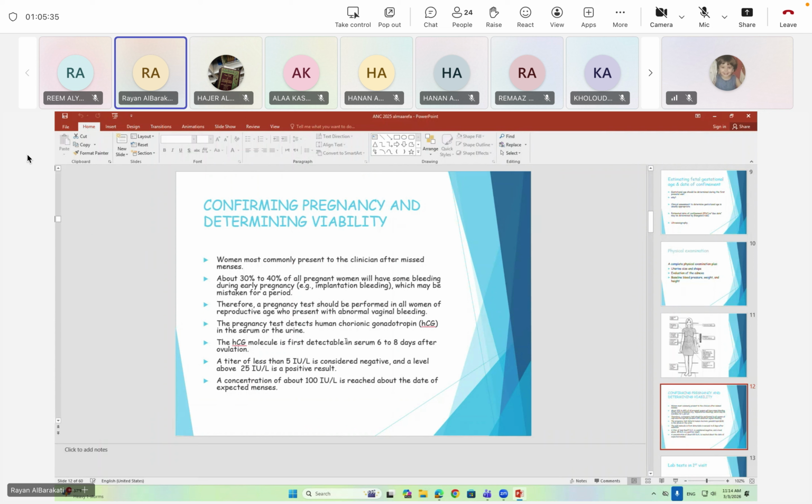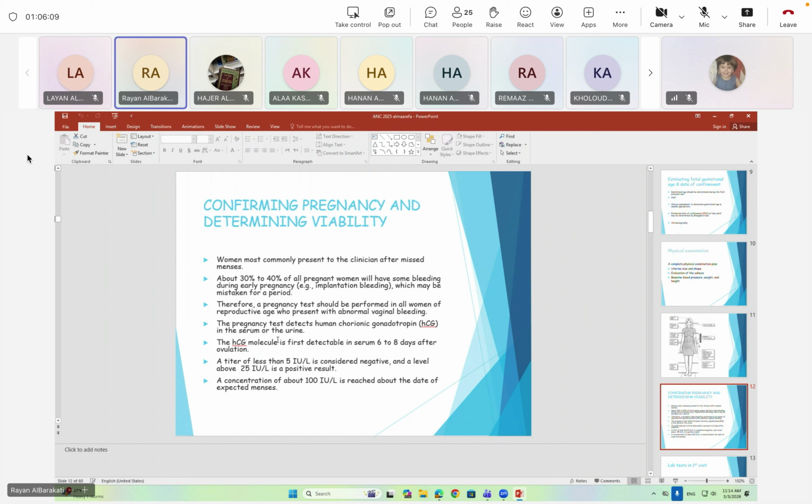Therefore, a pregnancy test should be performed in all women who have abnormal vaginal bleeding, or who come for any intervention. If they are in the fertile group and have an irregular cycle or miss a cycle, do a pregnancy test. We have two types of pregnancy test, the quantitative and the qualitative. For the qualitative, we check positive or negative, and this can be through urine or blood. But for the quantitative, we go for a serum blood test.